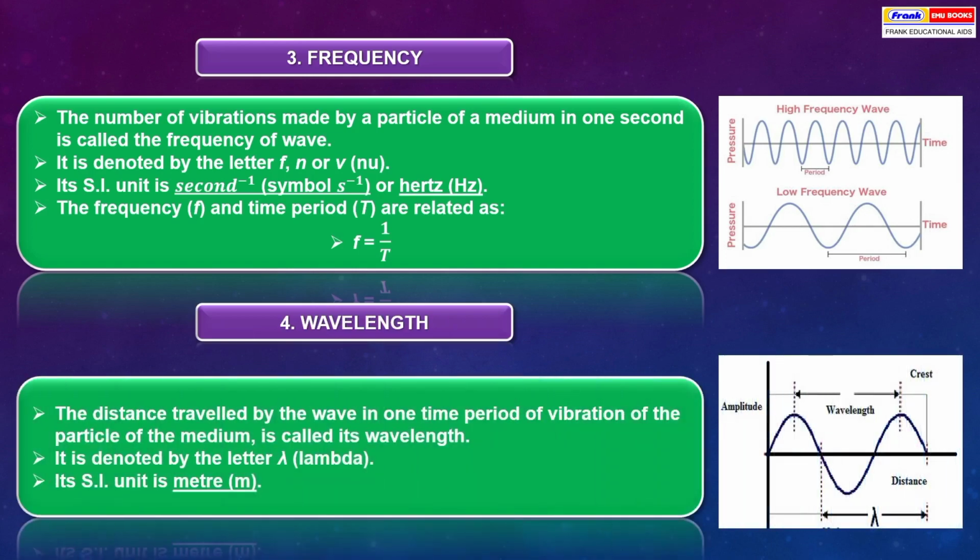Then we have wavelength. The distance traveled by the wave in one time period of the vibration of the particle of the medium is called wavelength. It is denoted by the letter lambda and the SI unit is meter because it is also a distance.